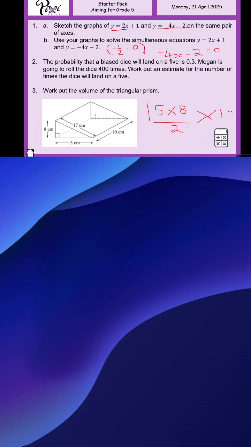Okay, so the area of any triangle is base times height divided by 2. Okay, so let's just do it by cancelling. Bottom by 2, that's going to become 4. 15 times 4 is going to be 60, divided by 1 is going to be 60, times it by 10, we get 600, okay? So it's 600, and then the units for volume will be centimeters cubed.